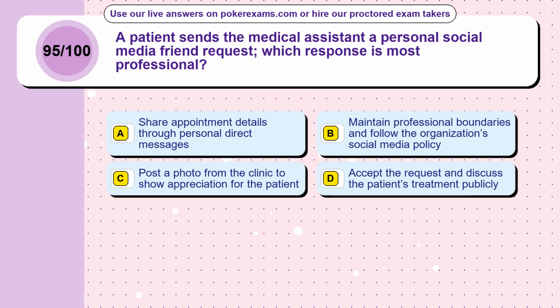Question 95. A patient sends the medical assistant a personal social media friend request. Which response is most professional? Option A. Share appointment details through personal direct messages. Option B. Maintain professional boundaries and follow the organization's social media policy. Option C. Post a photo from the clinic to show appreciation for the patient. Option D. Accept the request and discuss the patient's treatment publicly.